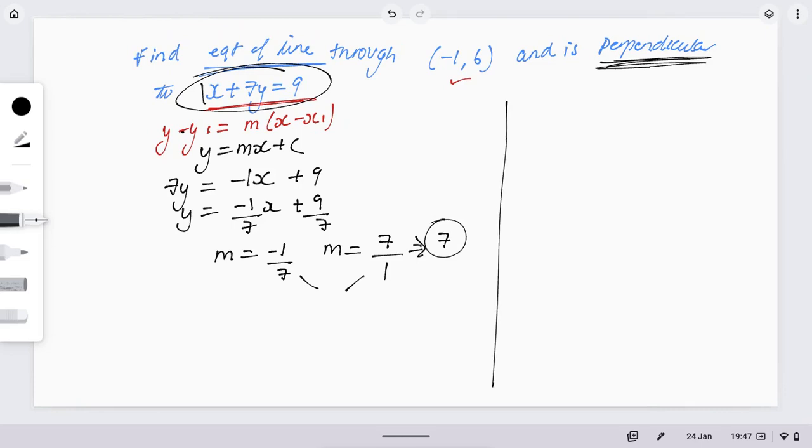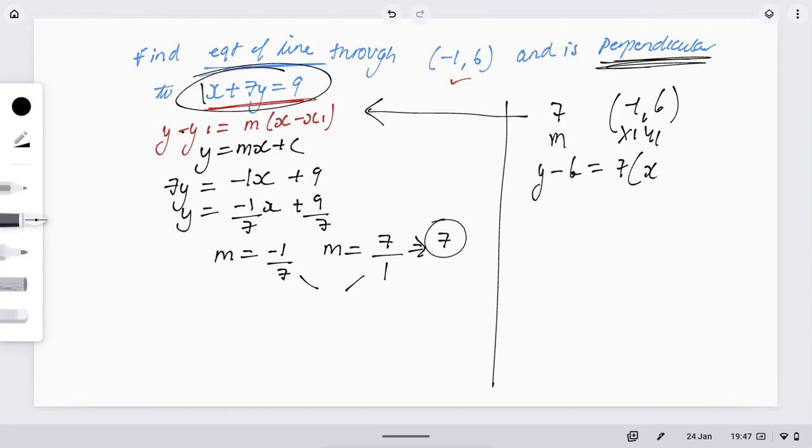So now I've got my slope, which is 7. And my point there is minus 1, 6. Label your point x1, y1, your slope m, and throw it in. Tidy that up. Your two minuses make it plus. And then get everything to one side.